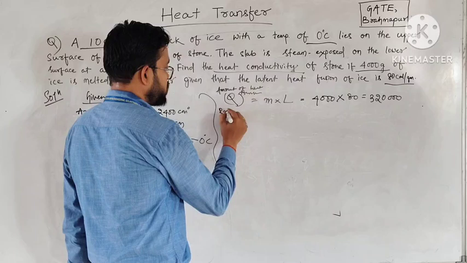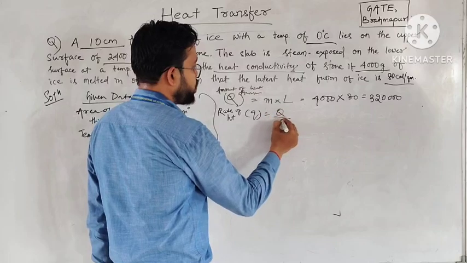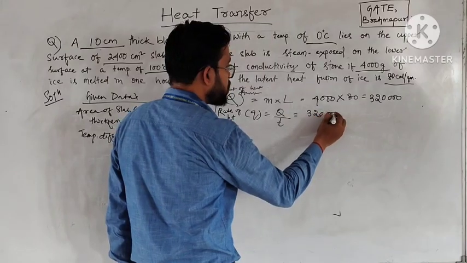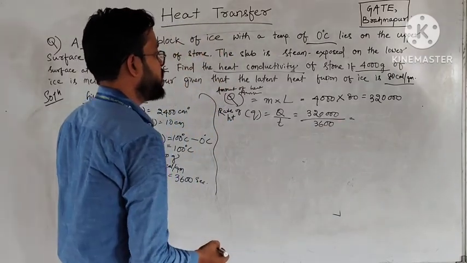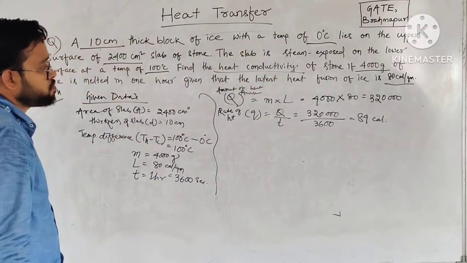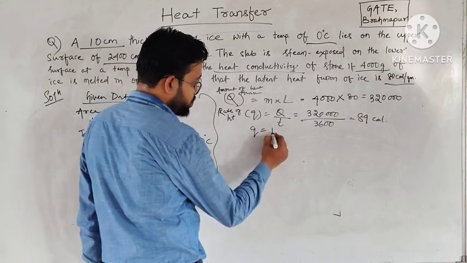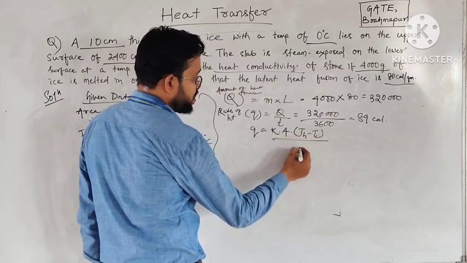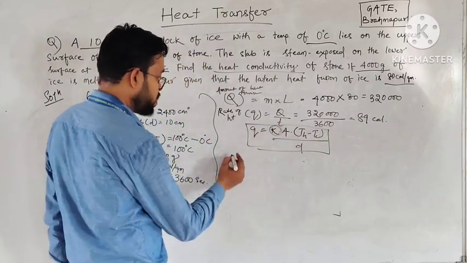Then the rate of heat transfer is Q per t. So we know the rate of heat transfer. The basic formula is K into A into temperature difference divided by thickness of the slab. So we require to calculate K.